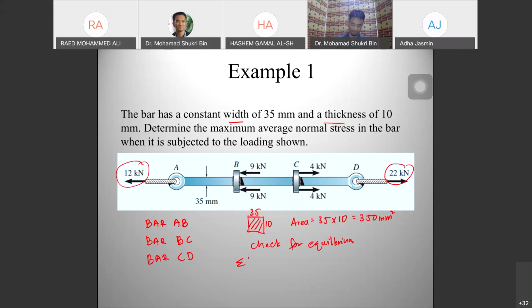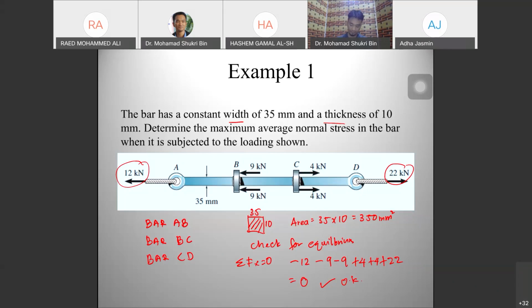Summation of Fx is 0. So you have minus 12, minus 9, plus 4, plus 4, plus 22. You should get 0. So minus 12 minus 9 plus 4 plus 4 plus 22, this is 0. So it's okay, it's in equilibrium. Next, you need to identify the internal force for each bar.